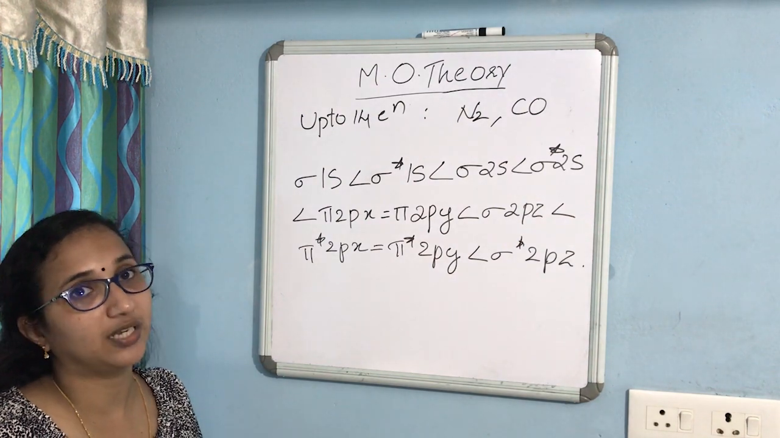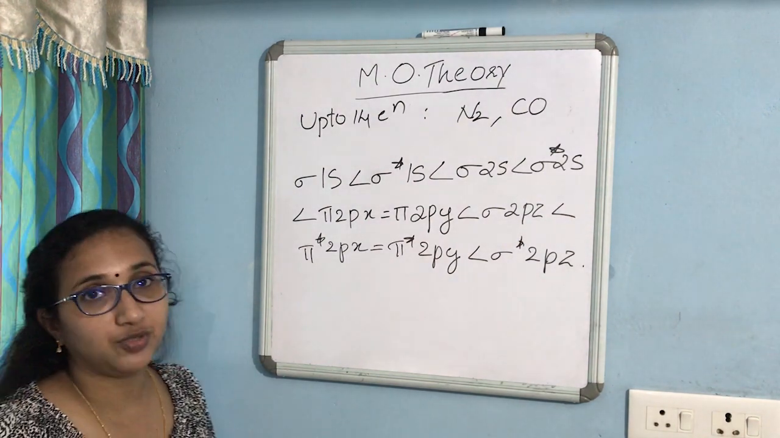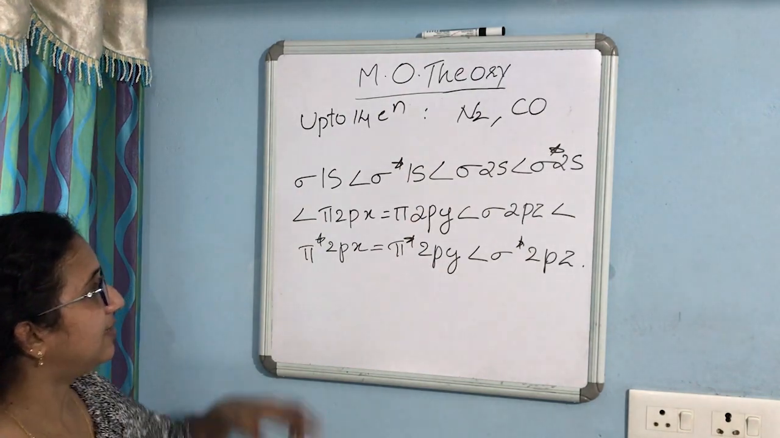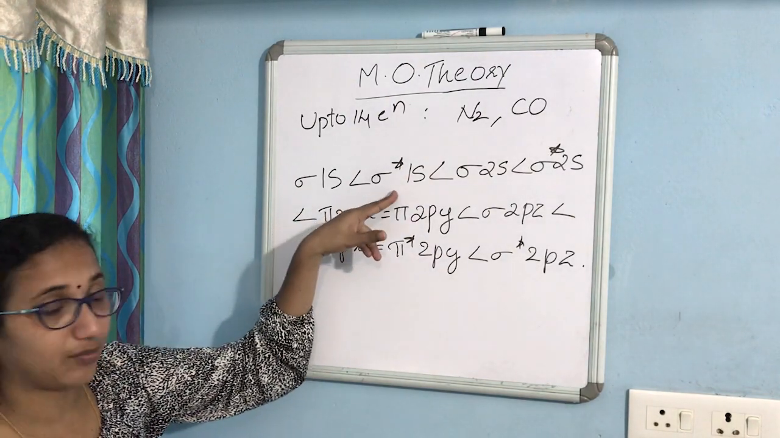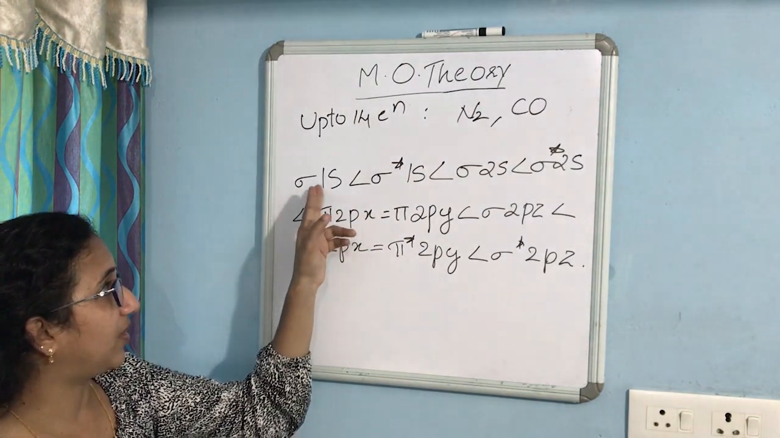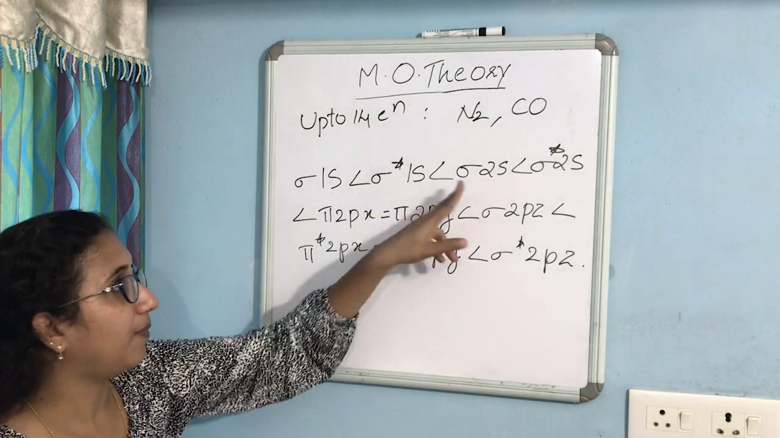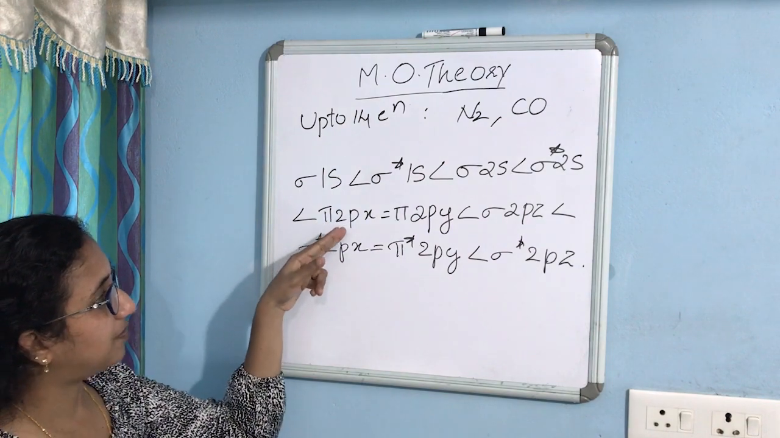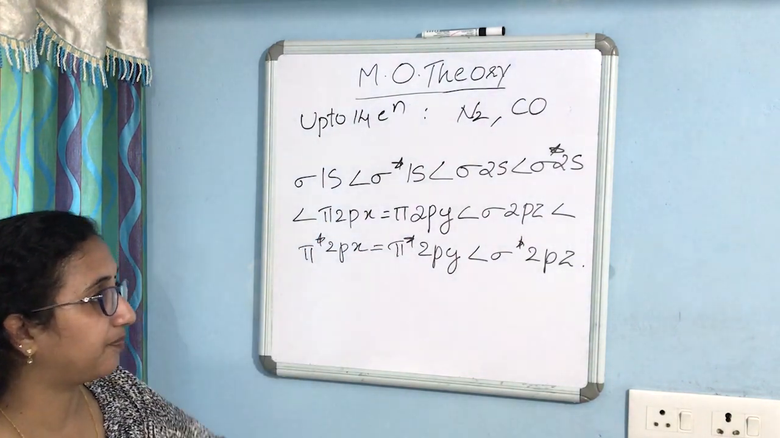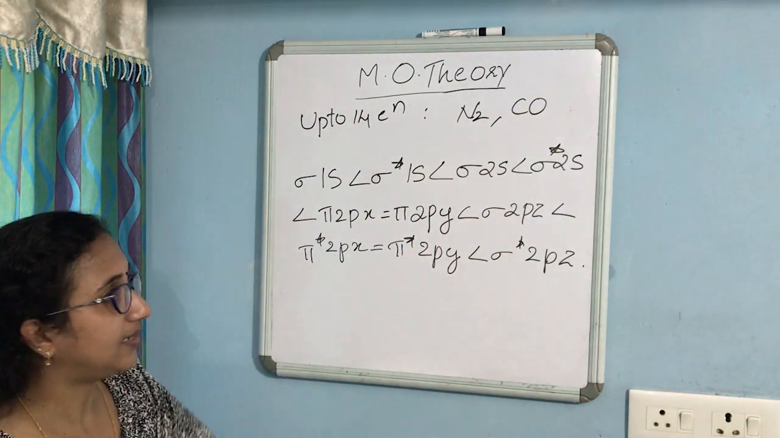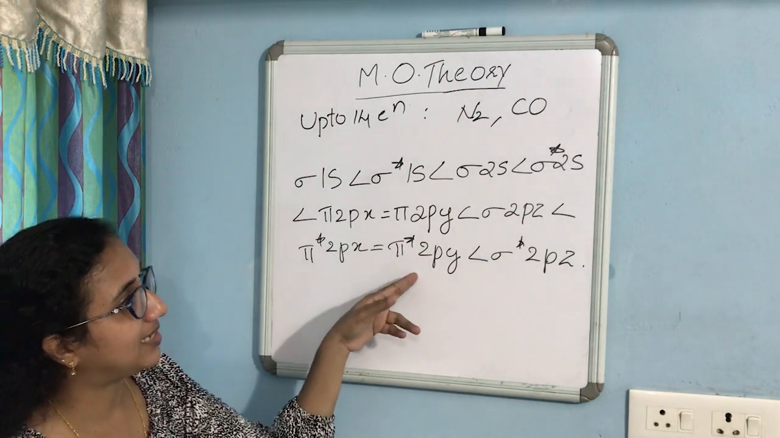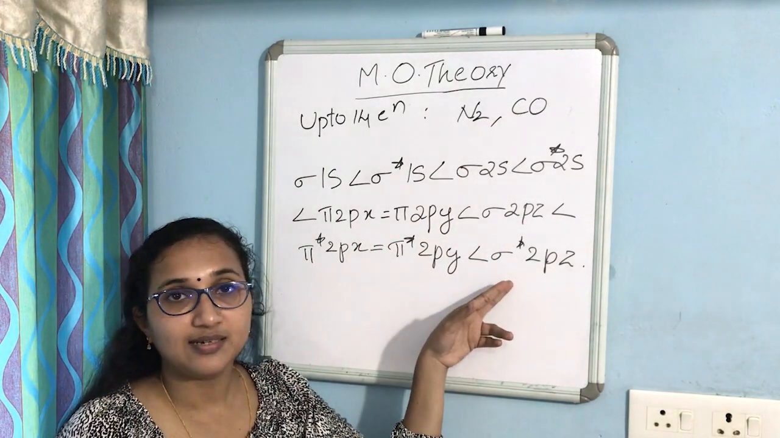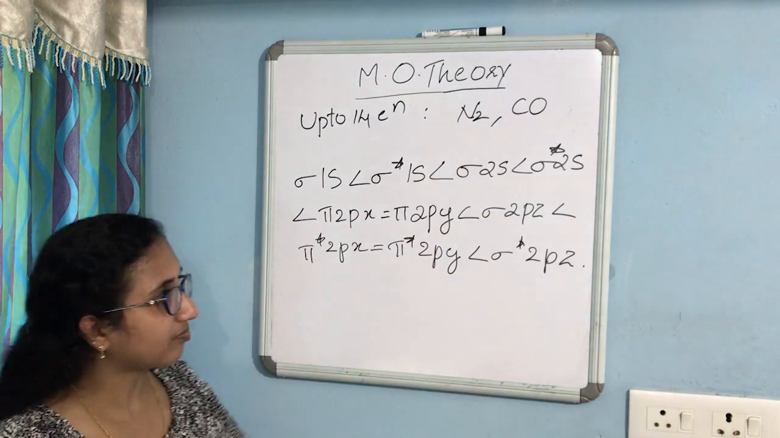So the molecular orbital configuration for up to a 14 electron system is: first we have sigma 1s, then sigma star 1s, the bonding and its corresponding anti-bonding, then sigma 2s and its anti-bonding, and after that the pi 2px and pi 2py. Then only the sigma 2pz, then pi star 2px, pi star 2py, and finally sigma star 2pz.